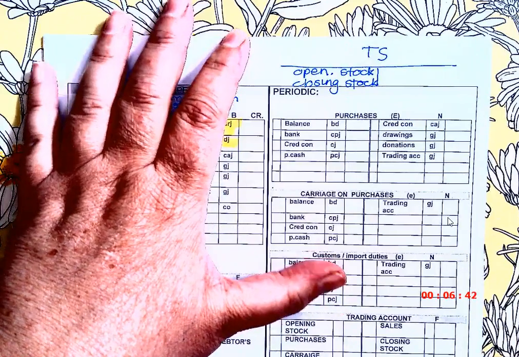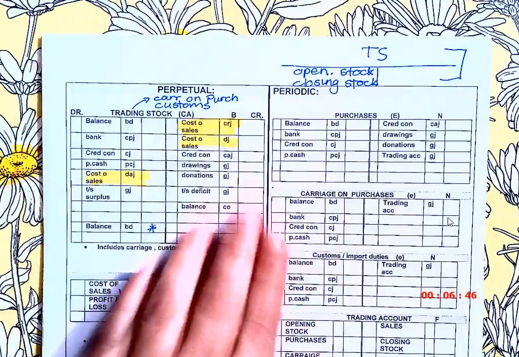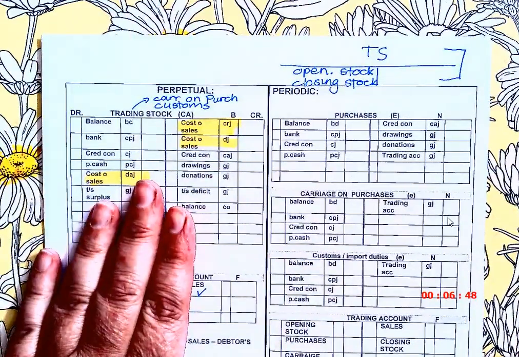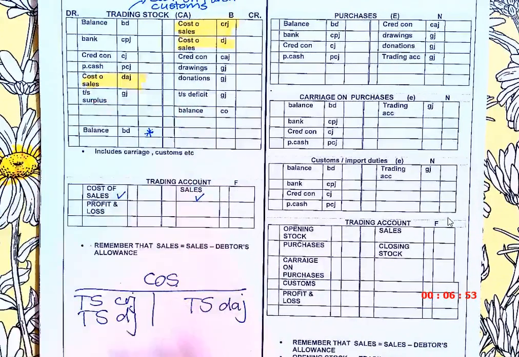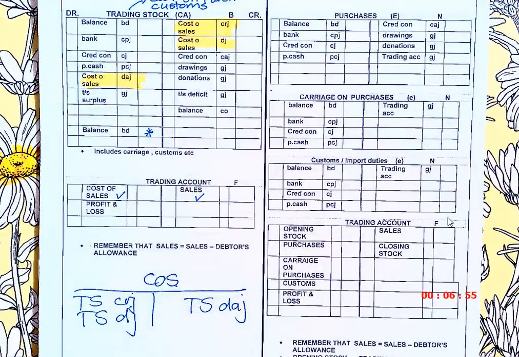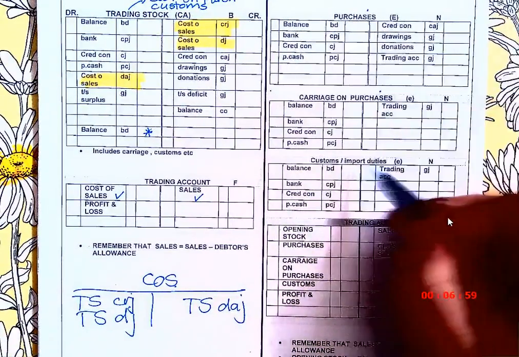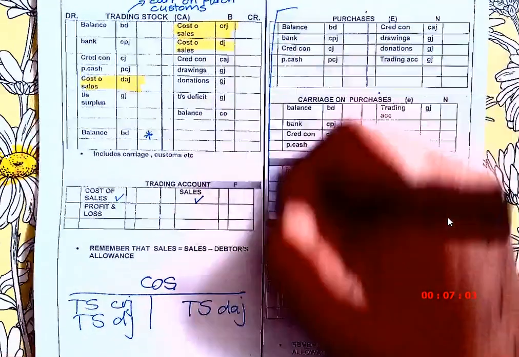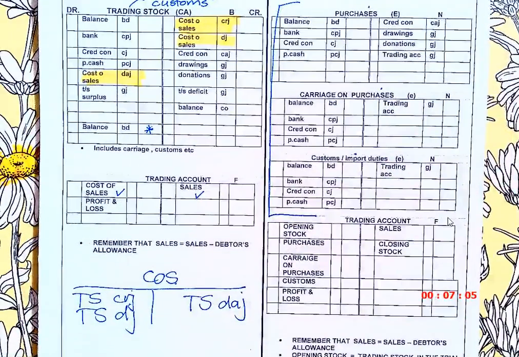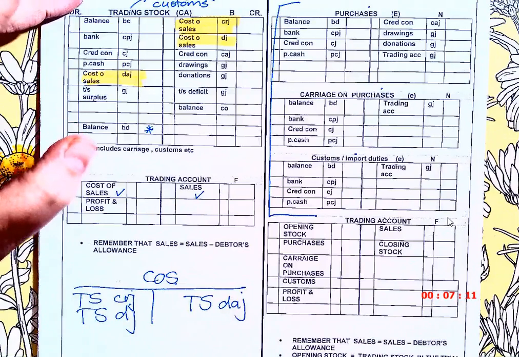So this will just give me the physical count. It's not going to be detailed like this. Can you see how it's going to be detailed? I'm going to split the old trading stock like we know it into purchases, carriage on purchases, and customs. And all three of these together will basically be the old trading stock T account less cost of sales.